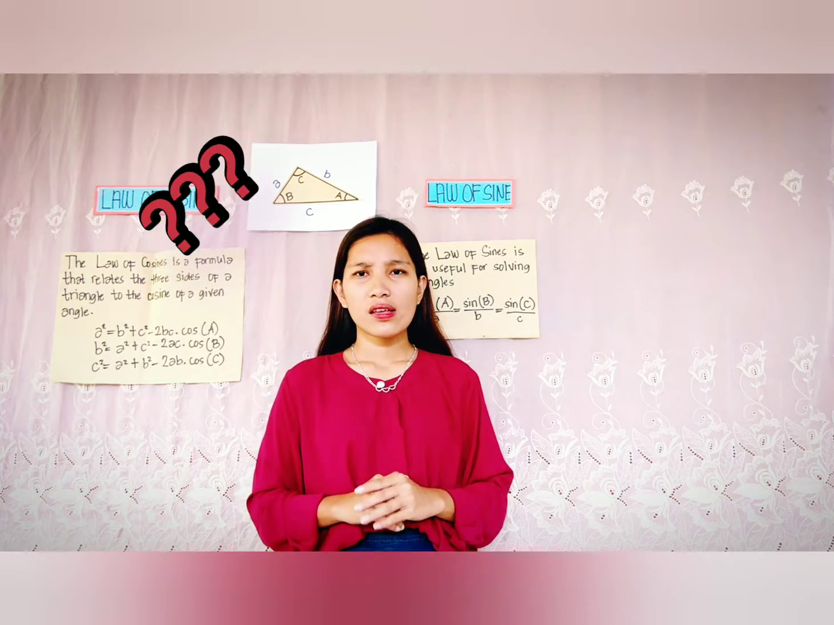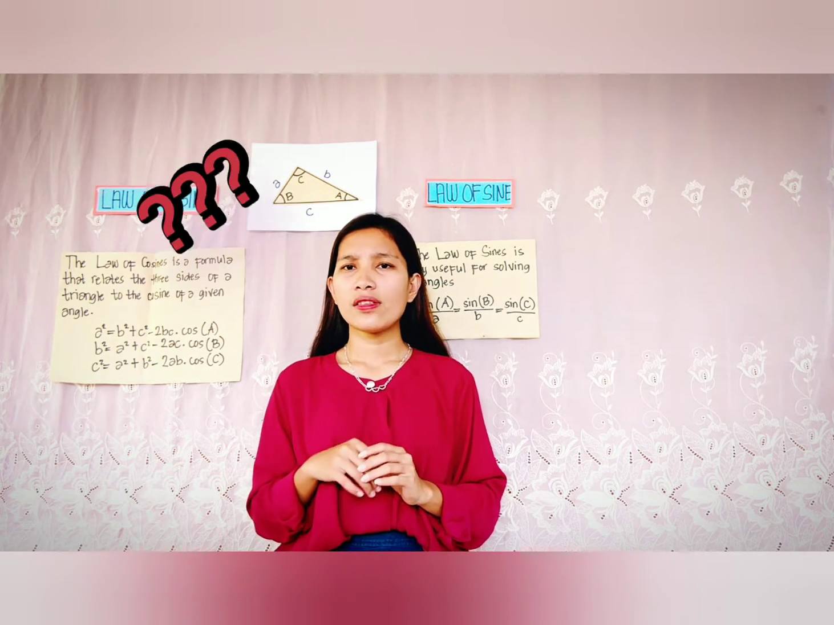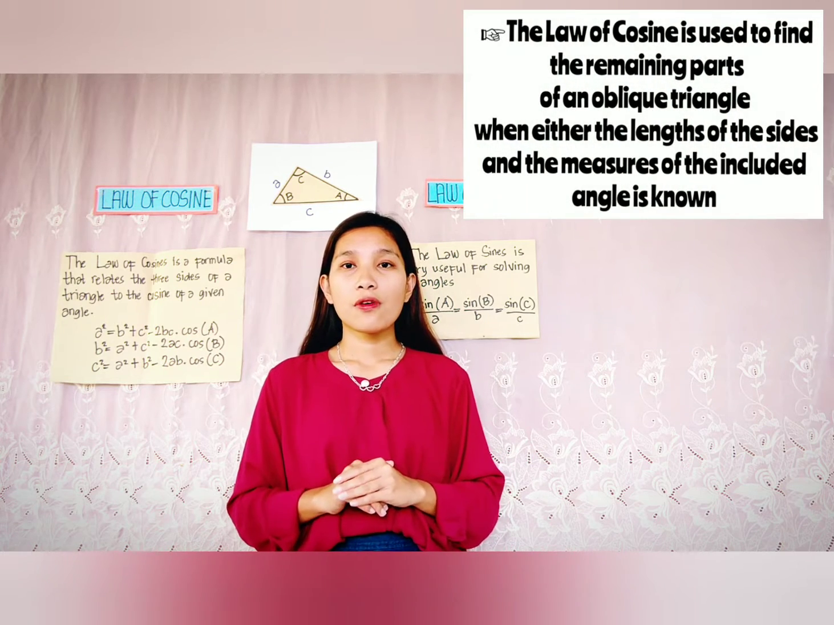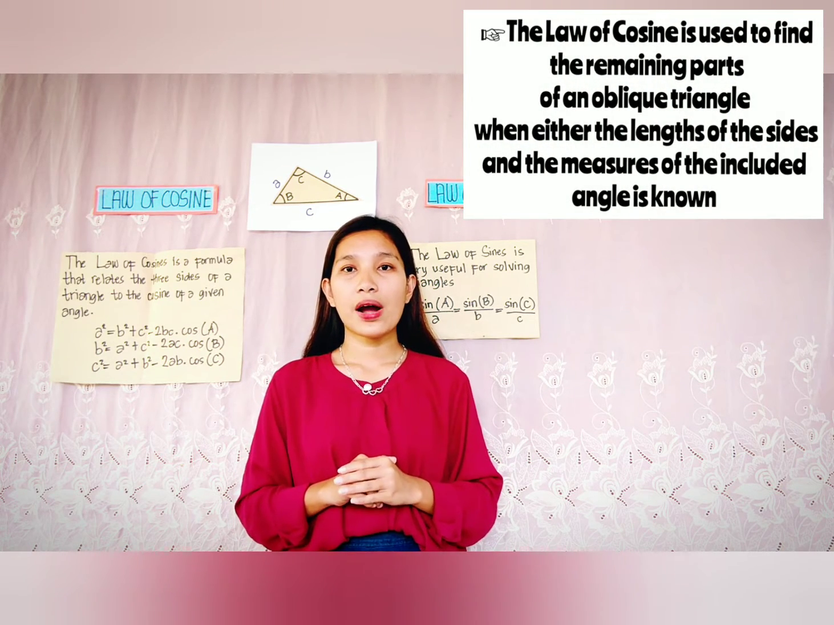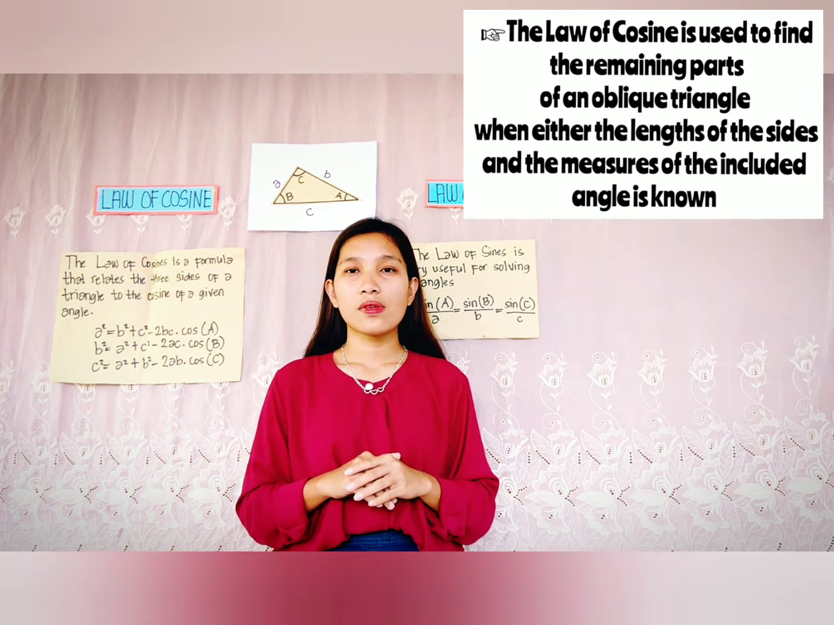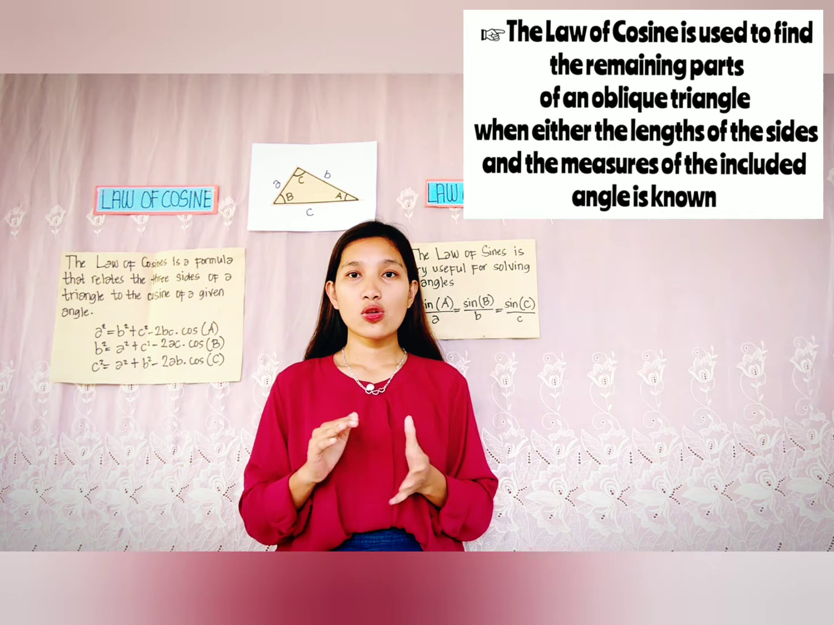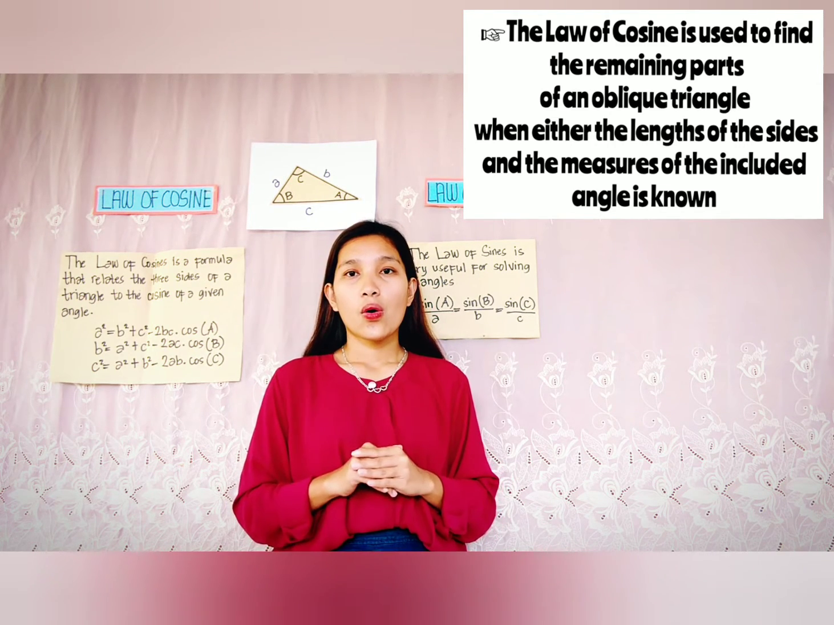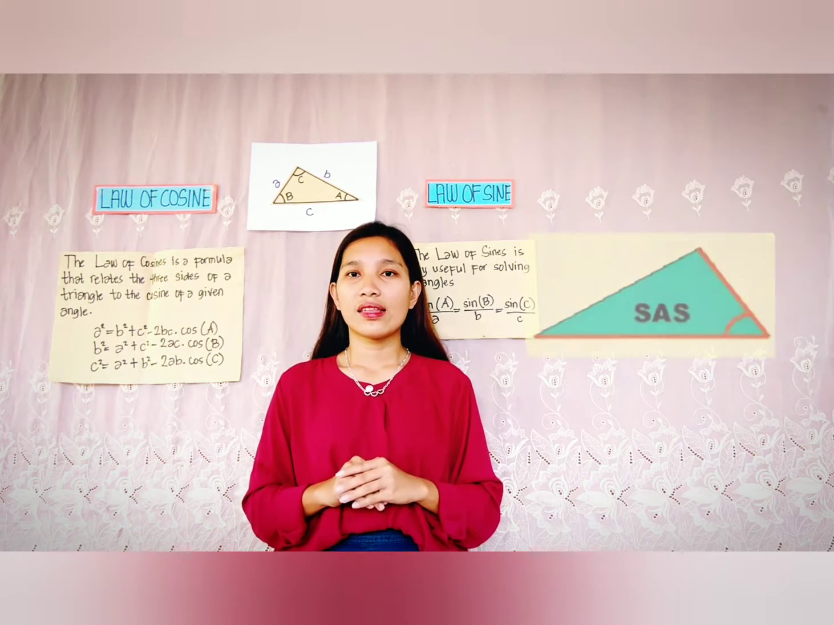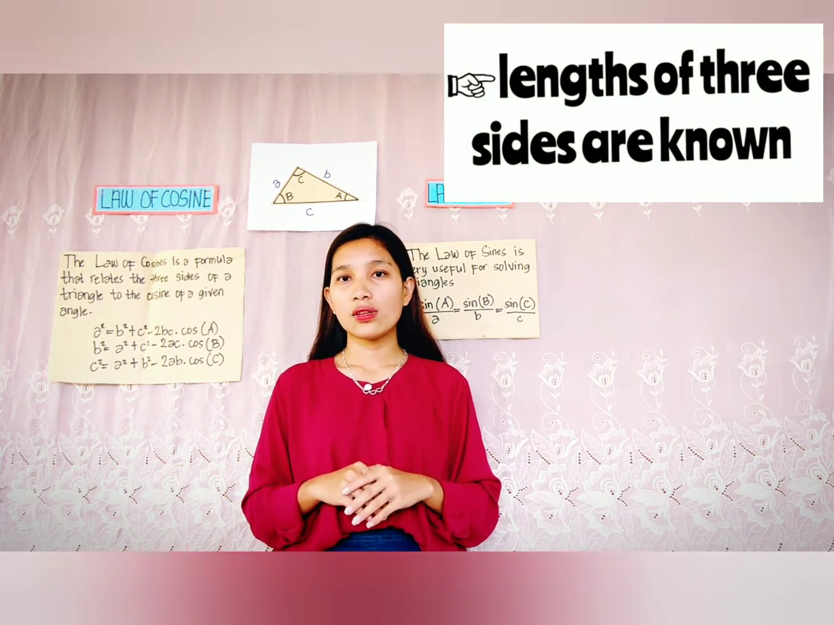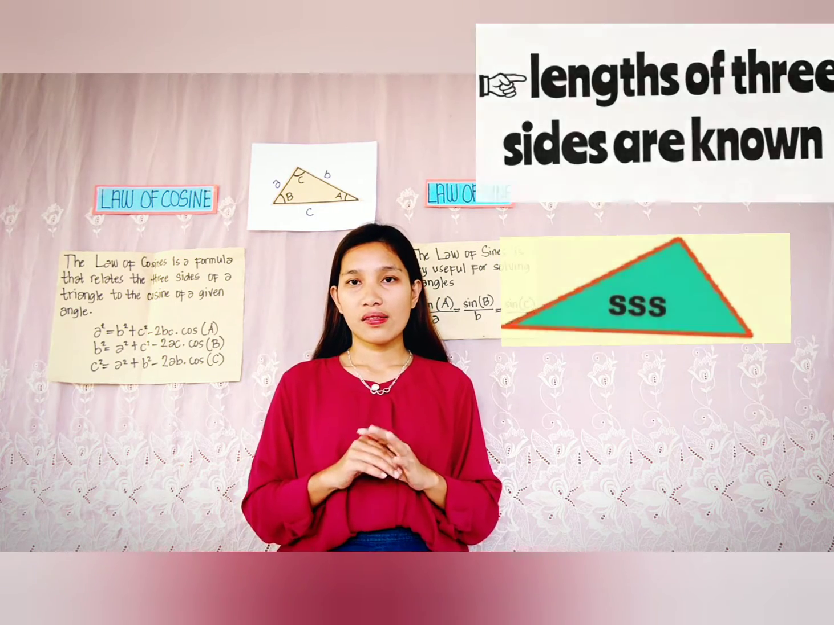First, what is law of cosine? When to use law of cosine? Okay, so the law of cosine is used to find the remaining parts of an oblique triangle when either the lengths of two sides and the measure of the included angle are known, which we call side-angle-side, or the lengths of the 3 sides are known, which we call side-side-side.